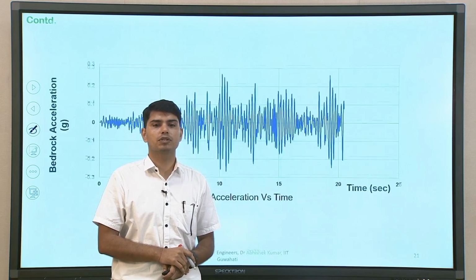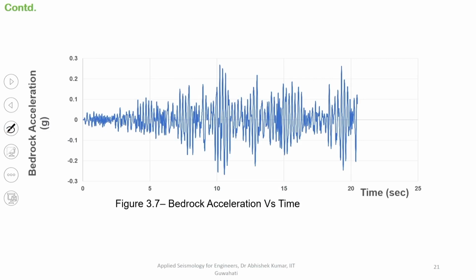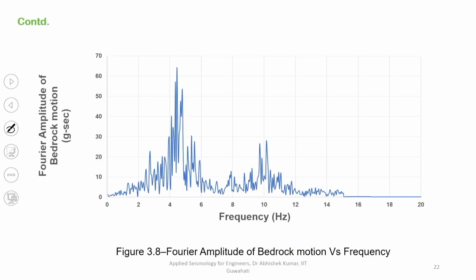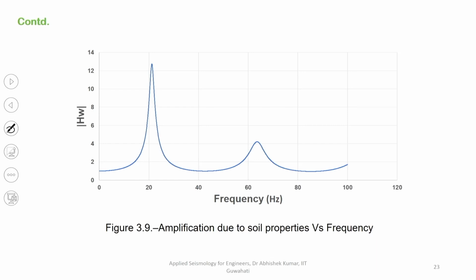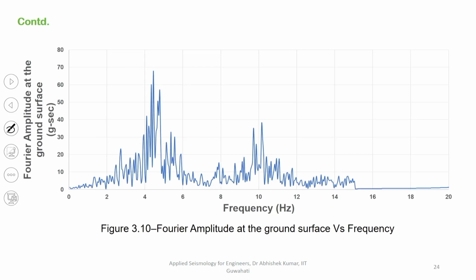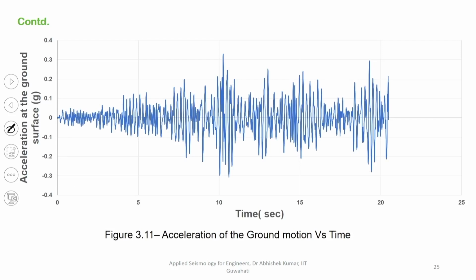So, these are the typical outputs which you can get. This is the bedrock motion, this is the Fourier spectra corresponding to the bedrock motion, then the transfer function magnitude or amplification factor values with respect to different frequency content. Then this is the Fourier amplitude at the ground surface, and the conversion of Fourier amplitude to acceleration time history. So, this completes it. The objective was: if the acceleration time history at bedrock is given, what will be the acceleration time history at the top of a 4 meter soil layer, having a shear velocity of 340 meter per second and a damping ratio of 5%? Here is the answer.